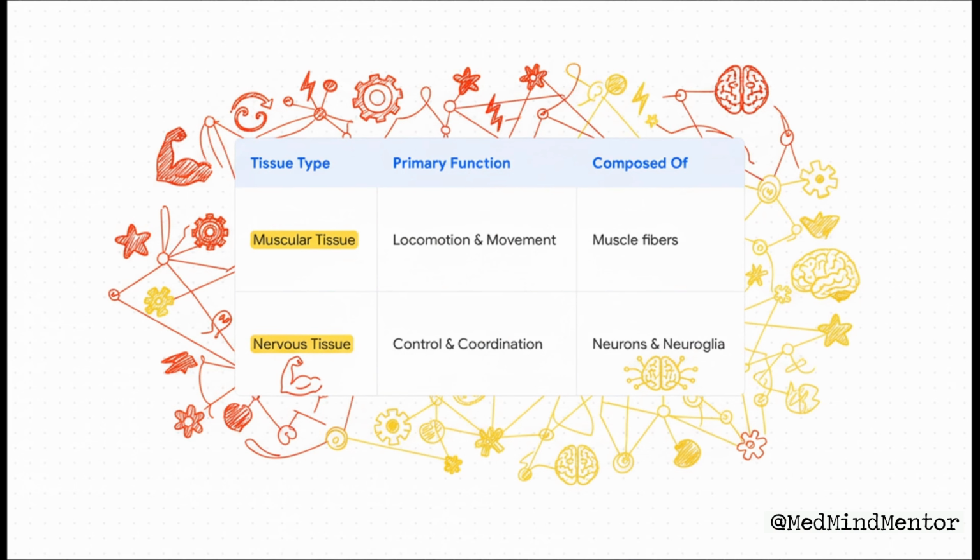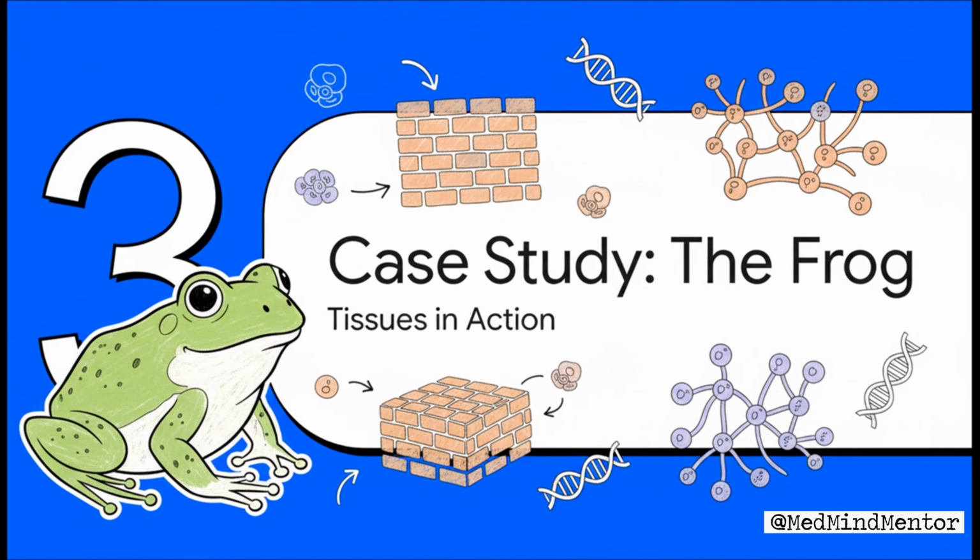And that brings us to our final 2 tissue types. I like to think of these as the action and reaction duo. You've got muscular tissue, made of these amazing contractile fibers, which handles all movement. And then you have nervous tissue, made of neurons, which is the body's master control system, coordinating every single thing that happens.